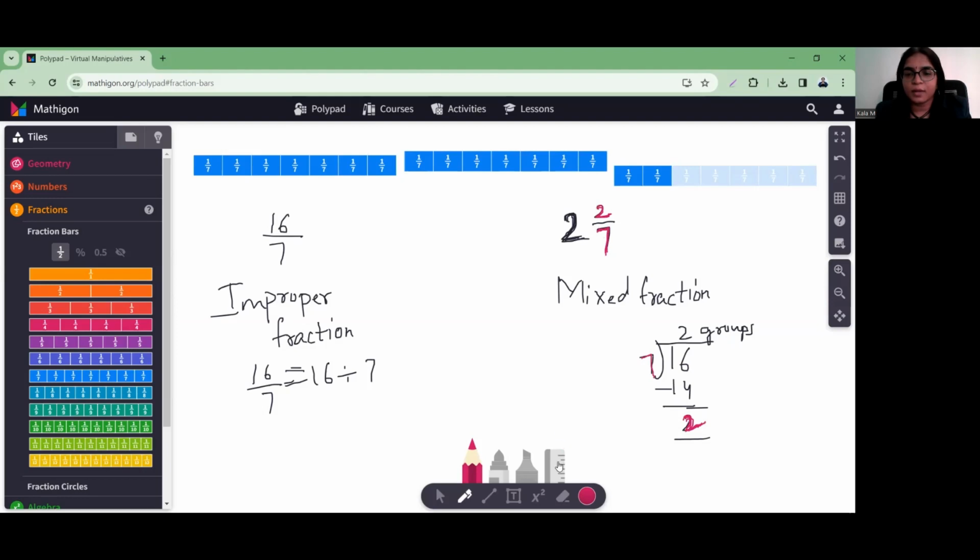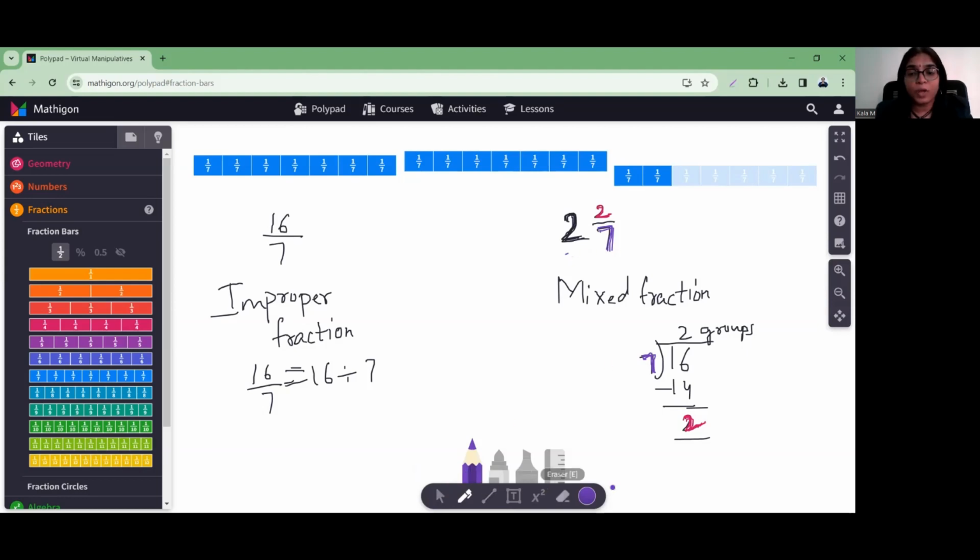Right? 7 comes here. Let me write it in a different color, maybe for you all to differentiate nicely. So the denominator will be the divisor. I want you to see clearly where the black color is coming, where the pink color is coming, and where the purple color is coming. The quotient comes as the whole number, and the remainder comes as the numerator, and the divisor comes as this one. I want you to understand like this also.